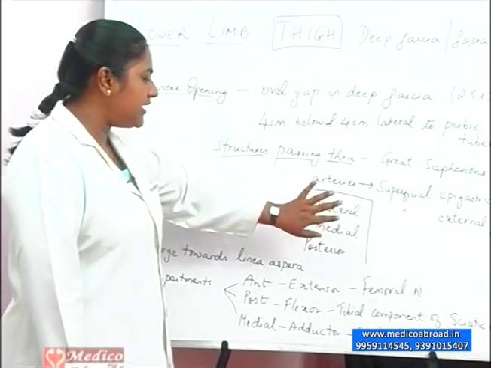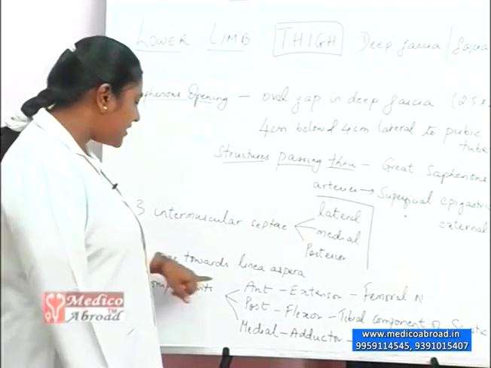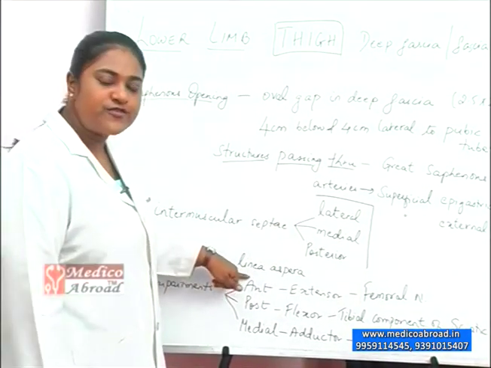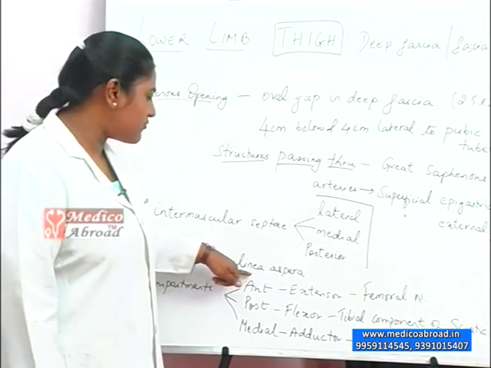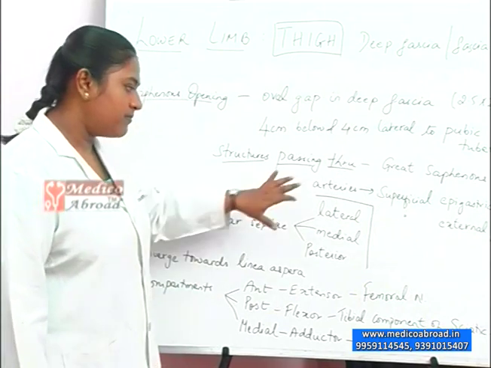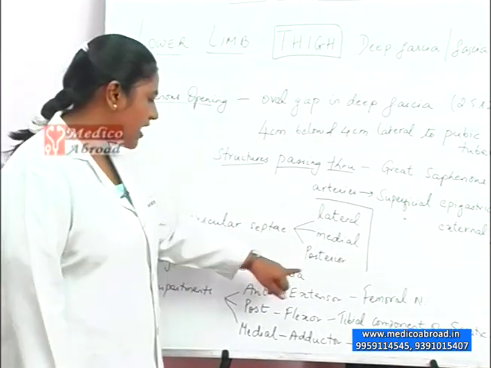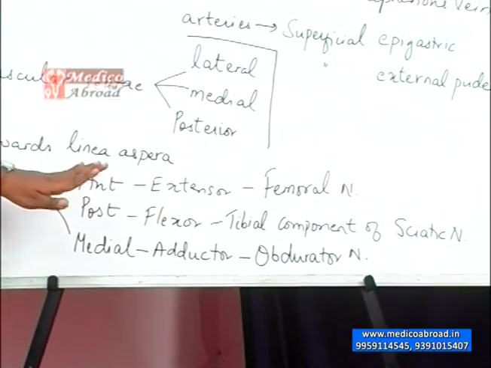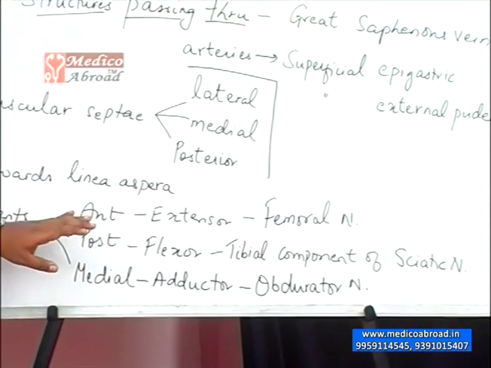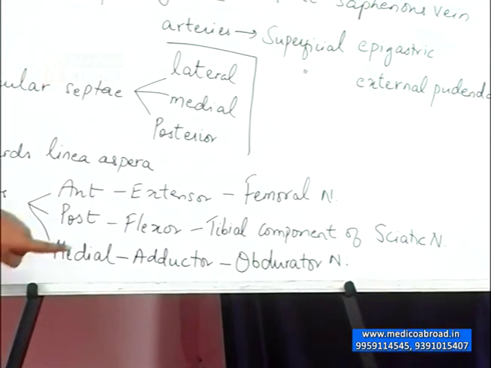Now, all 3 intermuscular septae converge towards the linea aspera, which we have seen on the posterior surface of the femur. Therefore this area is important because all the 3 intermuscular septae converge at that point on the linea aspera.